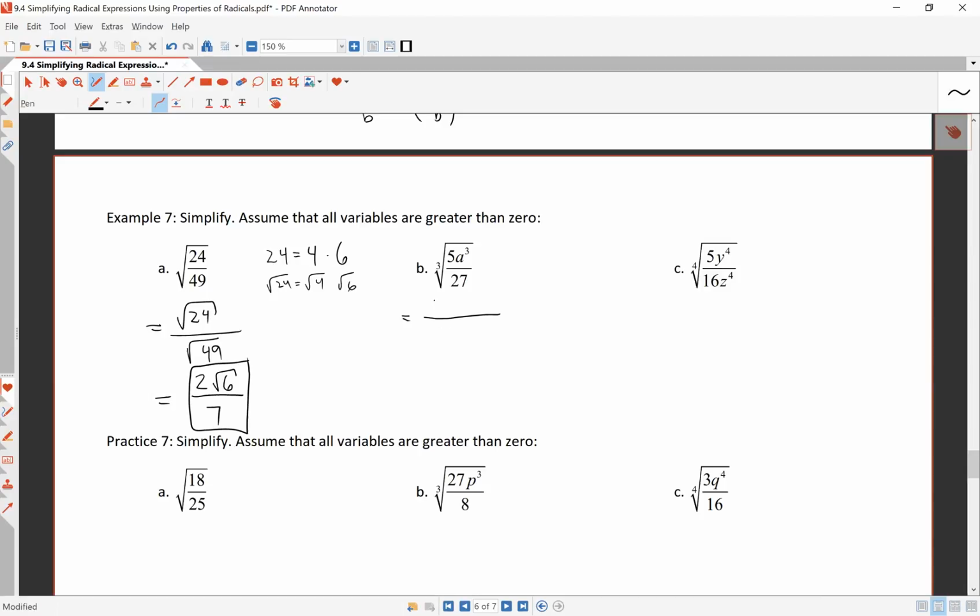Cube roots. I take the cube root of the numerator over the cube root of the denominator. The denominator is a perfect cube, so I get 3. The numerator has an a cubed in it. 3 divided by 3 is 1, so the a comes out. And the 5 is not a perfect cube, so it stays underneath.